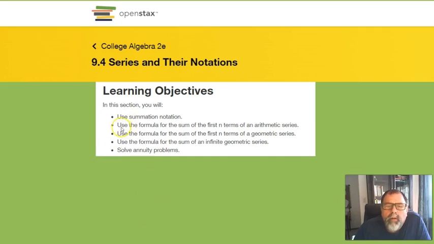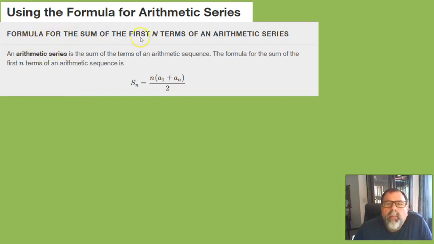Okay, next learning objective. Use the formula for the sum of the first n terms of an arithmetic sequence. Okay, the formula for the sum of the first n terms of an arithmetic series. So again, a series is just the sum of the terms of a sequence. So an arithmetic series is the sum of the terms of an arithmetic sequence. The formula for the sum of the first n terms of an arithmetic sequence is given by this equation here.